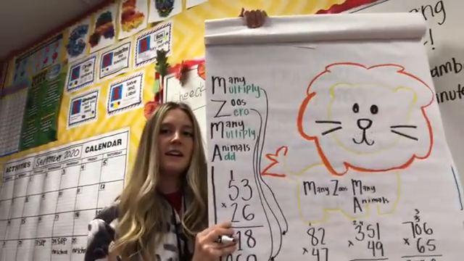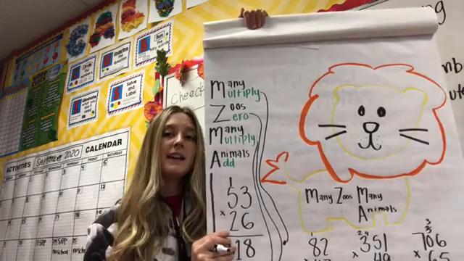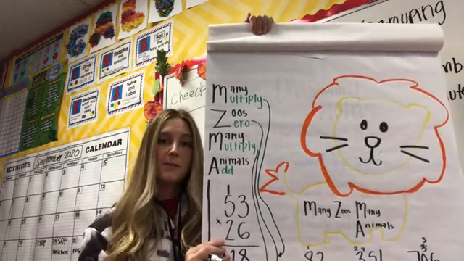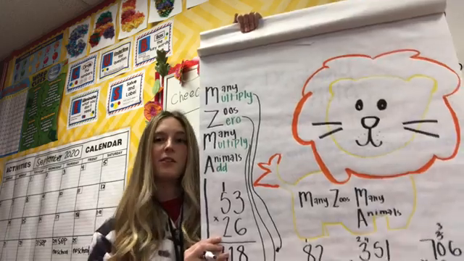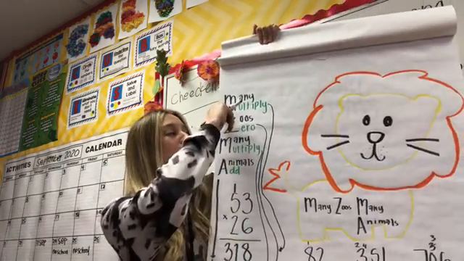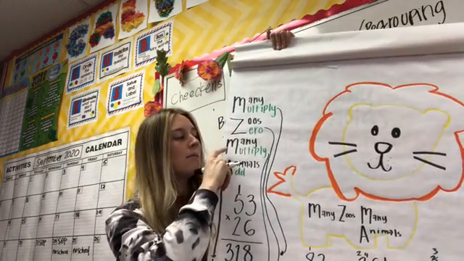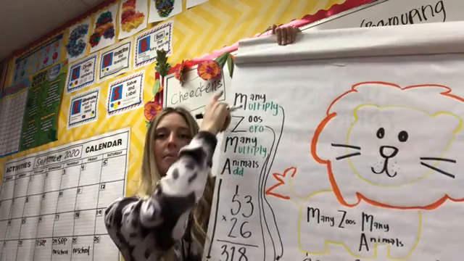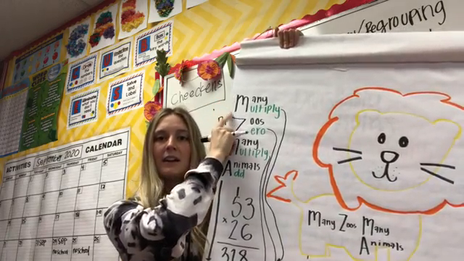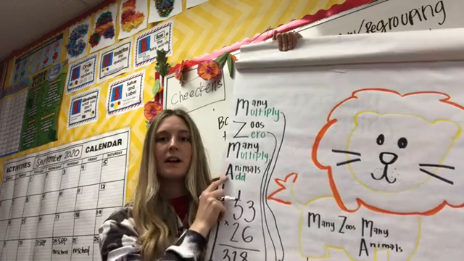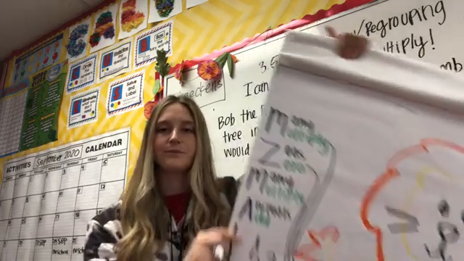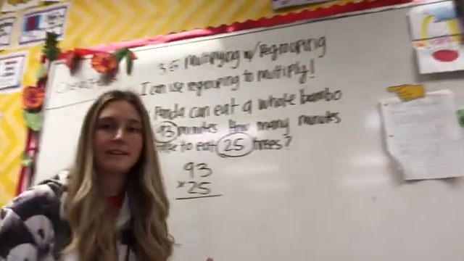All right, hopefully you can see this. So my saying is many zoos, many animals. Don't forget that. Many zoos, many animals. That means multiply, 0, multiply, add. Many, multiply, zoos, 0, many, multiply, animals, add. So I'm going to show you what that means.